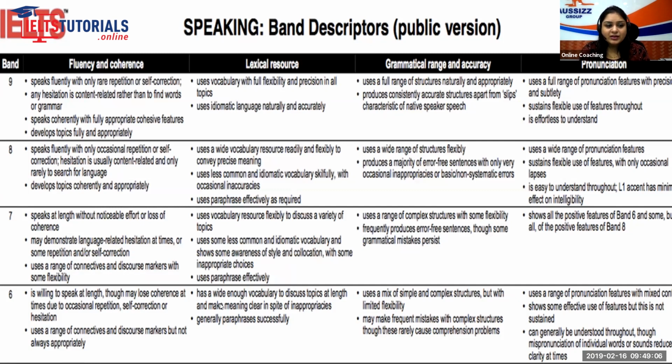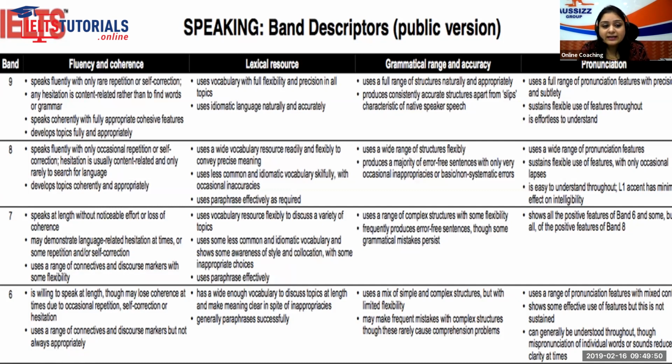Now we are going to look at the difference between 6 bands and 8 bands. If I'm talking about fluency and coherence, it is all about being willing to speak at length. Now, what is fluency? Fluency is when students speak at length, though they may lose coherence at times due to occasional repetition, self-correction, or hesitation. If you are repeating your thoughts and ideas, and sometimes doing self-corrections, the examiner is not satisfied with your speaking. So you should avoid your fumbling.